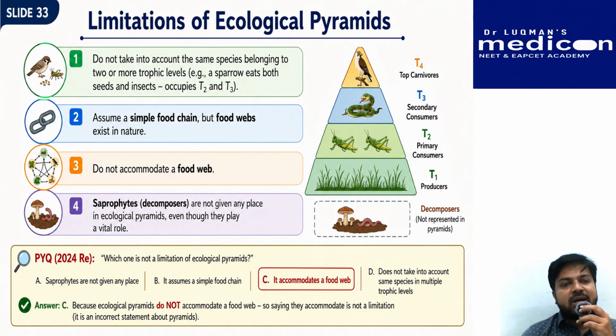Second, they assume a simple food chain, but food webs exist in nature. Third, they do not accommodate a food web. Fourth, saprophytes, that is decomposers, are not given any place in ecological pyramids, even though they play a vital role. Previous year question: which one is not a limitation of ecological pyramids? It accommodates a food web? No, it does not accommodate a food web.